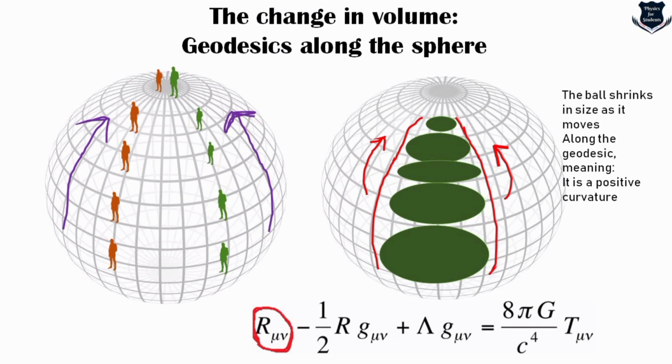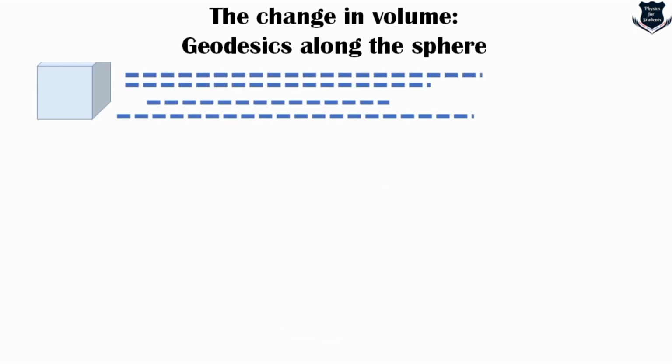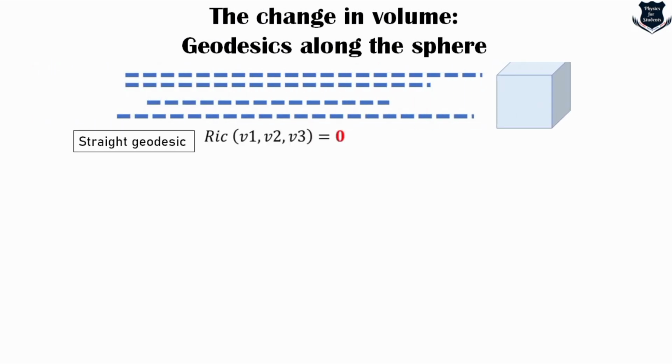So this is actually what we mean by change in volume as it moves along the sphere. Let us see a few more examples. This is something which is flat, and I move this object to this. What has happened to the volume? Nothing. So it is a straight geodesic, and the Ricci value is 0.